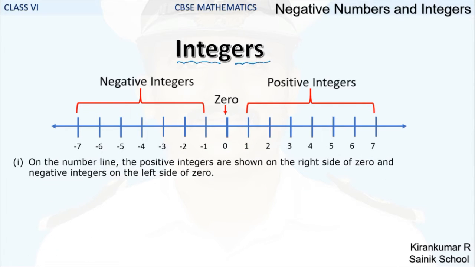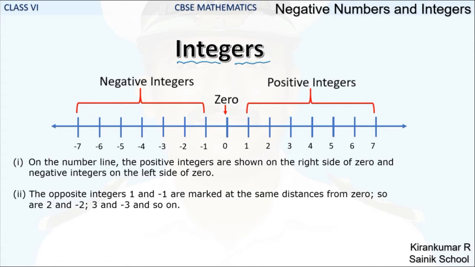On the number line, the positive numbers are shown on the right side of 0 and the negative numbers are shown on the left side of 0. The opposite number of 1 will be negative 1. They are marked at the same distances from 0. So are 2 and minus 2, 3 and minus 3, and so on.